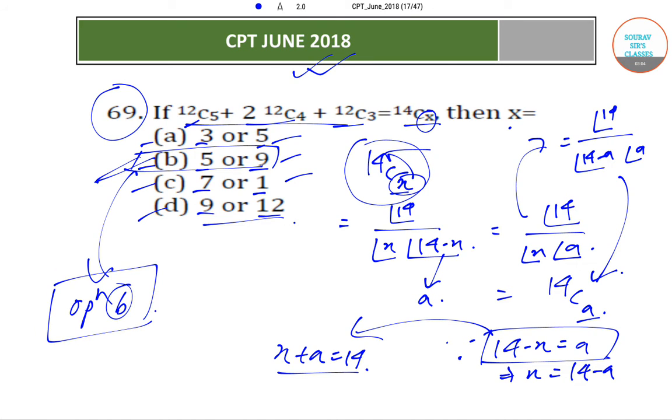This is a very short process to solve it; conceptually you can solve it. Had there been another option like 8 or 6, you would have had to solve the entire sequence and then find the requisite value of x. But since no other option satisfies that criterion, we can easily assume that 5 or 9, option B, is the correct option. So this is how you solve question number 69. Now let us move on to the next question.